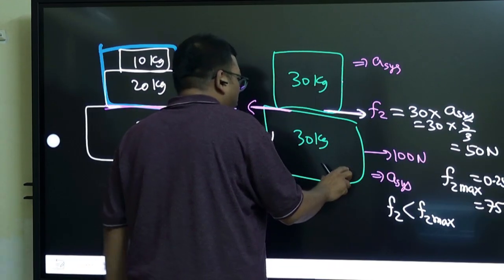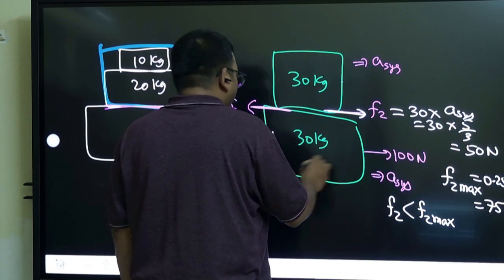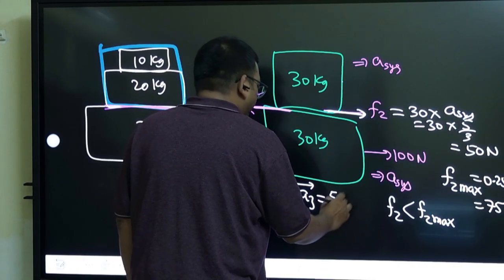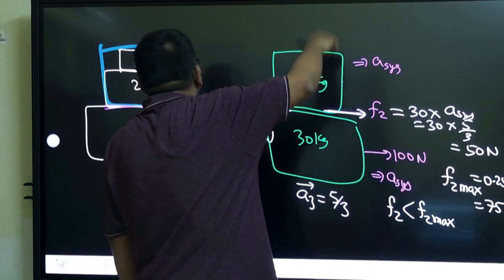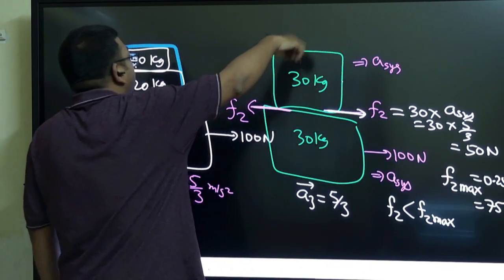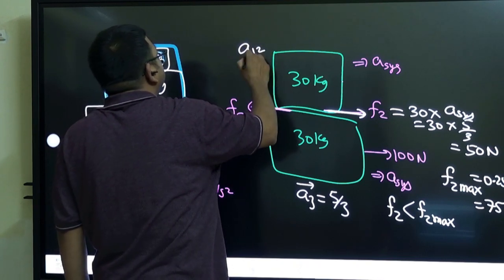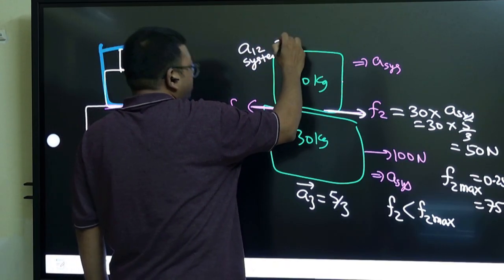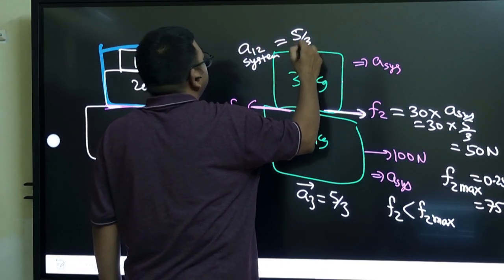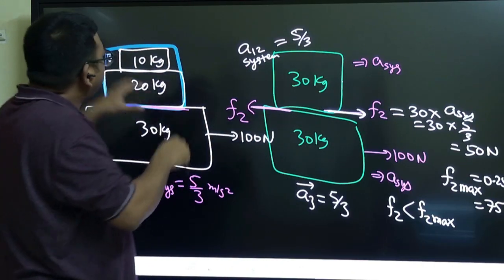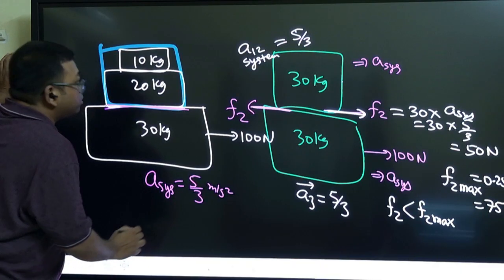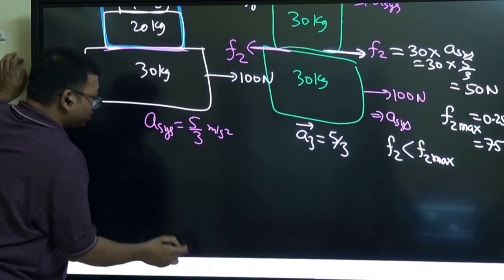We have to take acceleration like this. This means the lower block is moving. Lower block acceleration is A3. So A3 is the same 5 by 3, and this here is a system, the A12 system. Note that this is the A12 system because first and second we combined. So this we have to take as 5 by 3 only. Now we will go into the detail of 1 and 2.